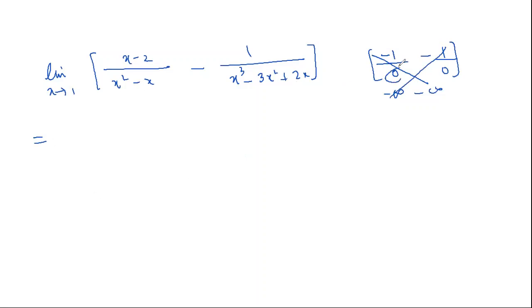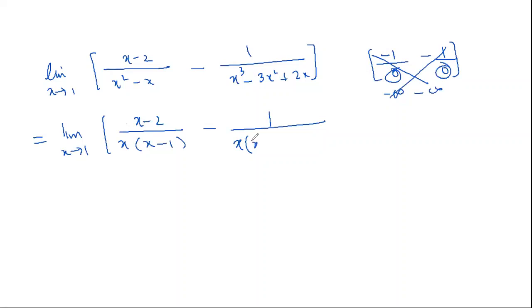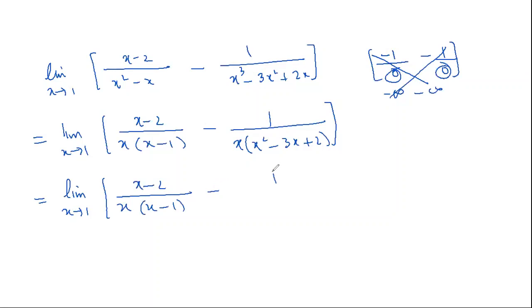But we have seen 0 coming here and here. That means x minus 1 is a factor of denominator. Same way, if I take x common, what do you get here? X square minus 3x plus 2. This also has got x minus 1 as a factor.